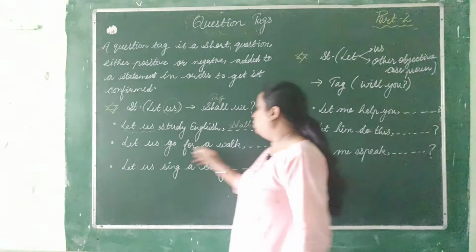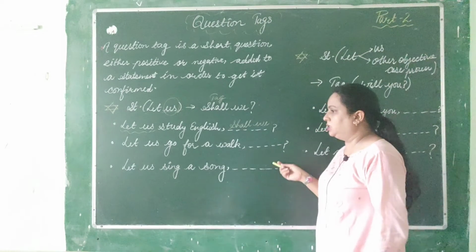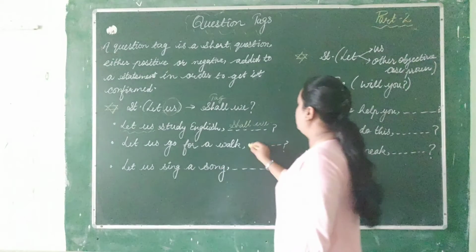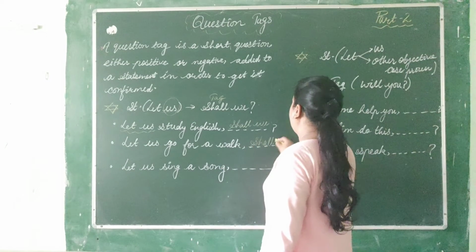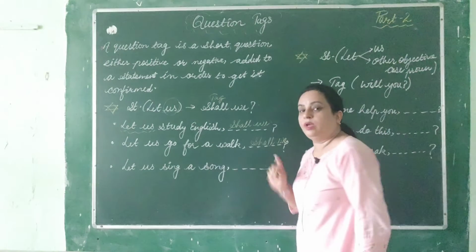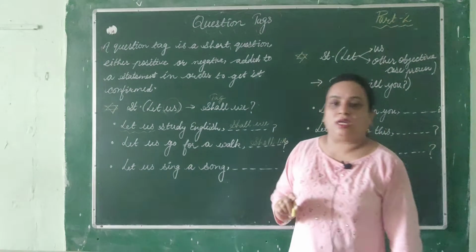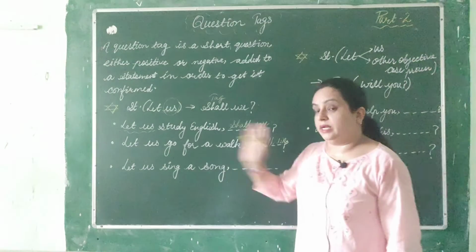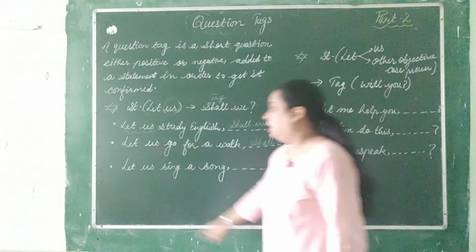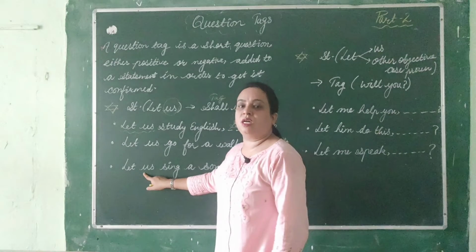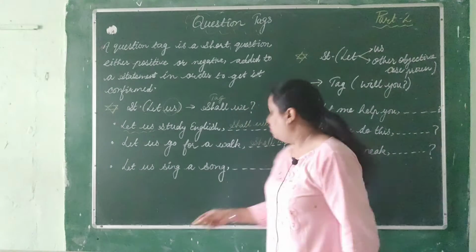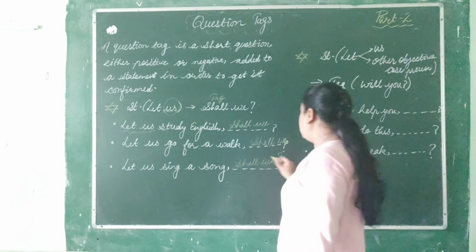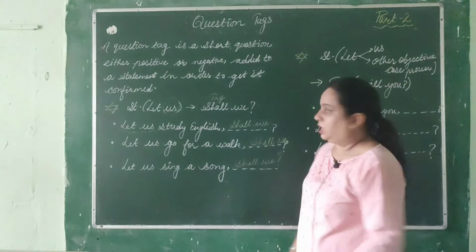Next is: let us go for a walk. Again the sentence is starting with "let us", so here also we will use "shall we". What is it? Shall and then we. It is a very important rule. Please note it down and please learn it. Let us sing a song. Again the statement is starting with "let us", so what we have to do? Shall we. Okay, so take a screenshot of this and note it down. Right, I hope you understood.